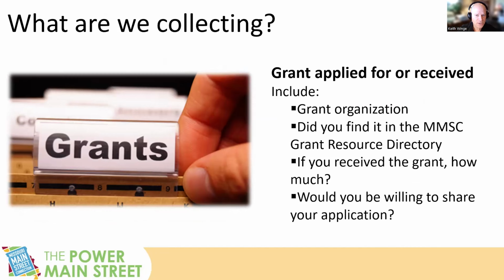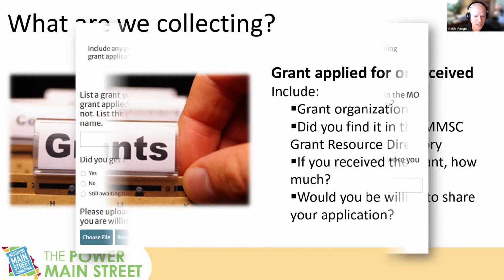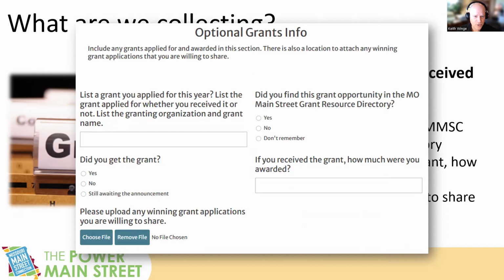This is an optional space for the submission. It's the grants applied for and/or received. We like to track this. We do a grant resource directory monthly that gives different grant opportunities that might be of interest to our Main Street organizations. And so we'd like to know, are you using that? Did you find this grant through that resource directory? Did you get the grant? And if so, how much did you receive?